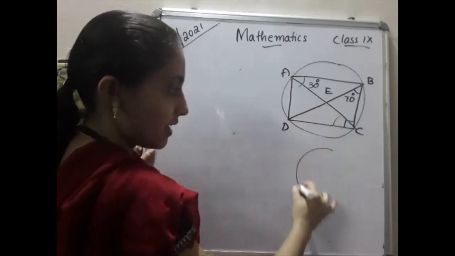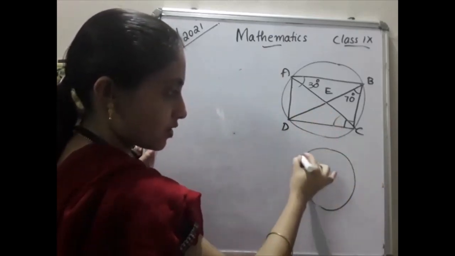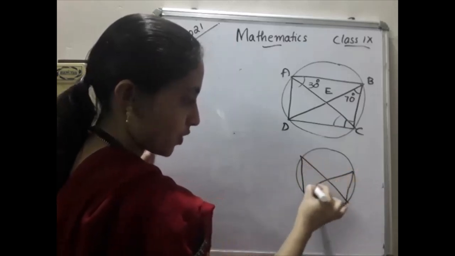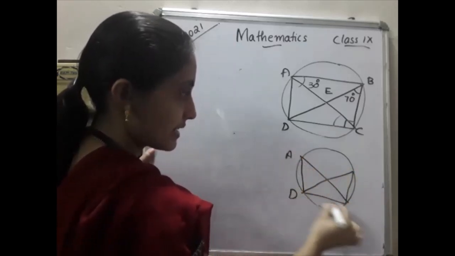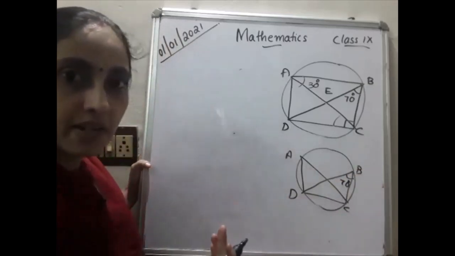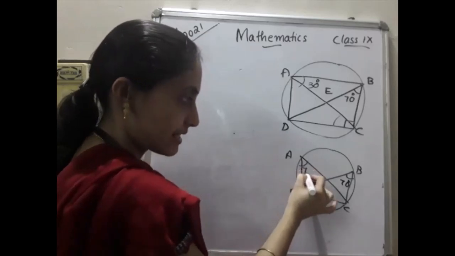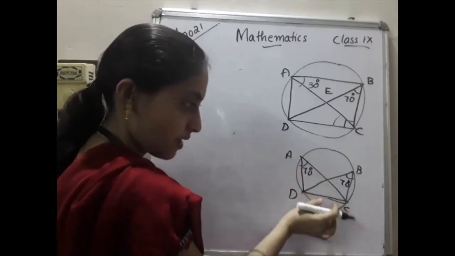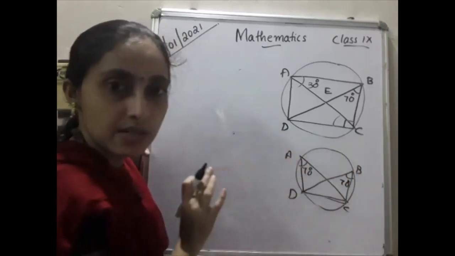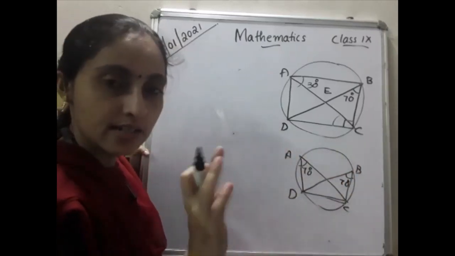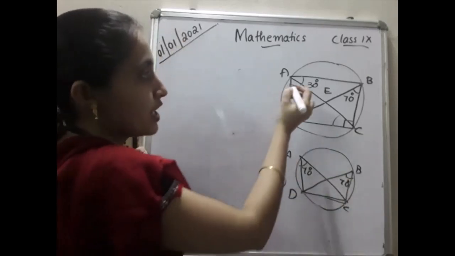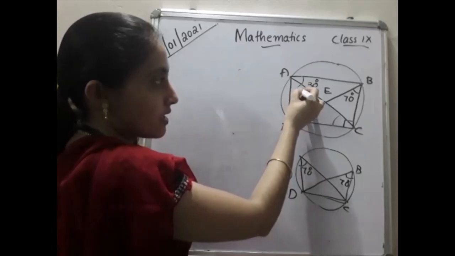Listen here. This is a circle. This portion I will draw once again, not completely, but this much portion only. So angle DBC is given as 70 degrees. Which angle should be equal to 70 degrees? This one, because this is one segment, and the top portion is another segment. Angles on the same segment are equal. So this is 70, so this will also be equal to 70 degrees.